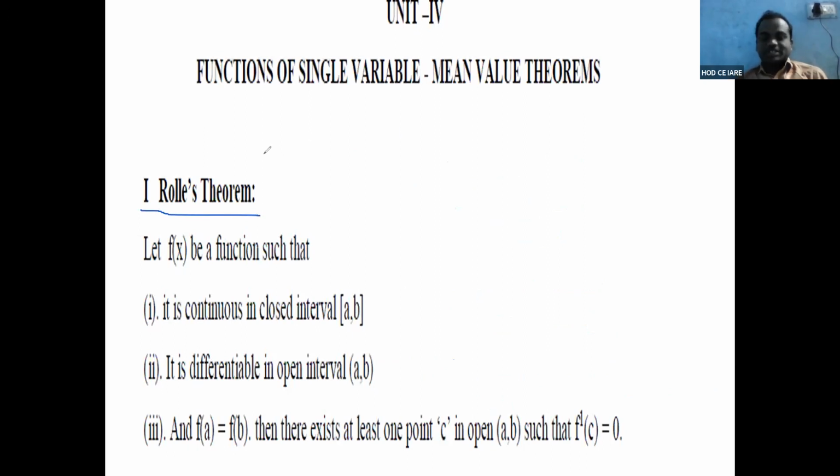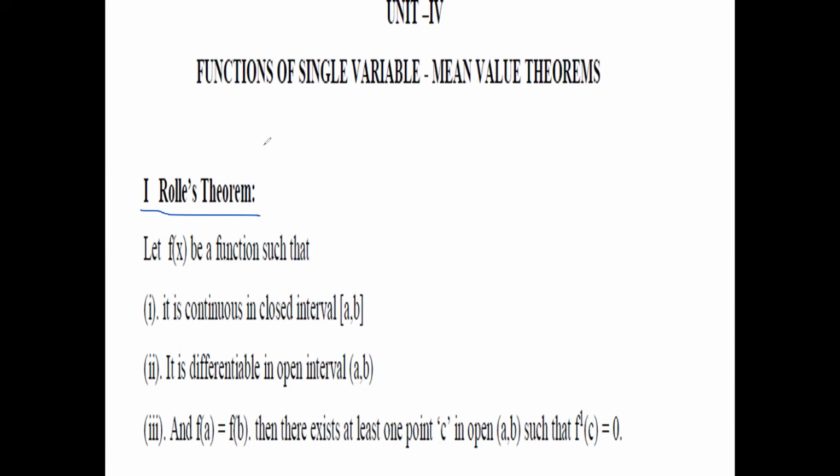Okay. Rolle's theorem is nothing but: if f of x is a function that is continuous in the closed interval of a comma b, and it is differentiable in the open interval of a comma b, and it is satisfying f of a is equal to f of b, then there is at least one point c in the open interval of a comma b such that f dash of c, the derivative of f, is equal to 0.